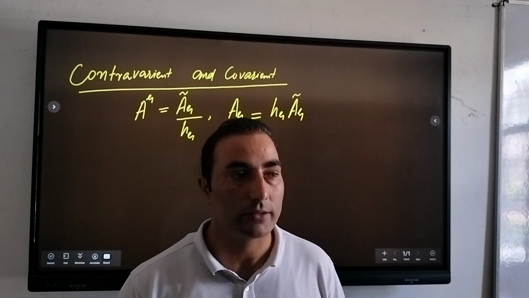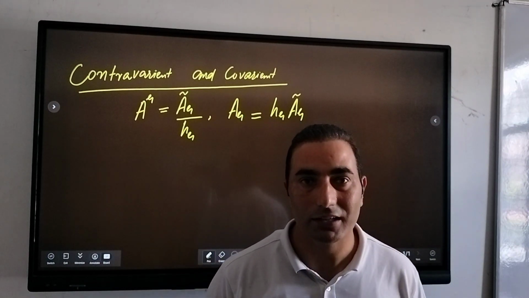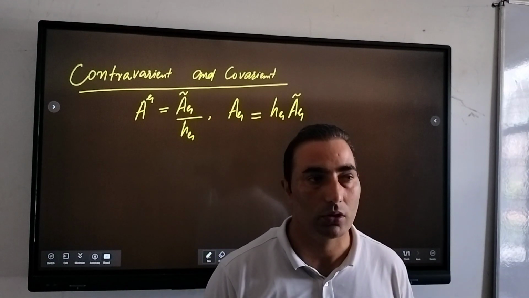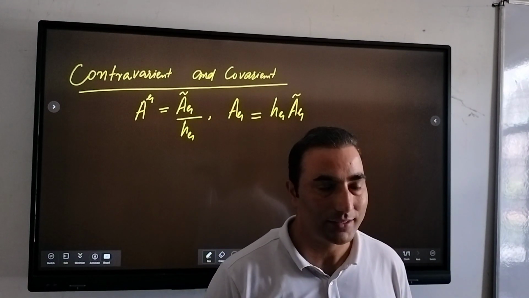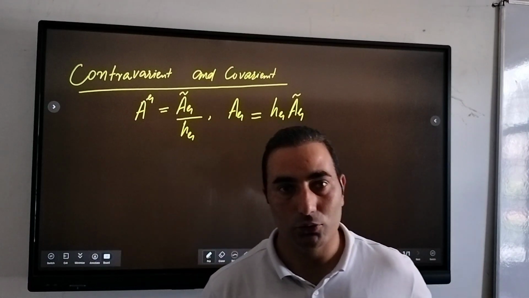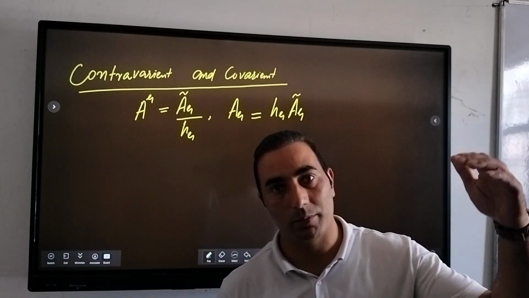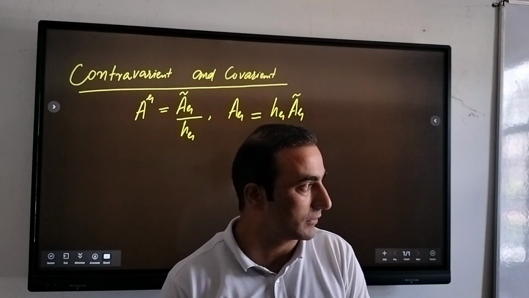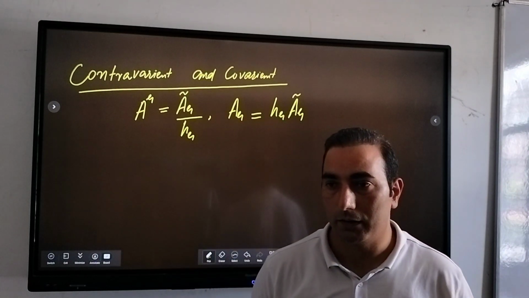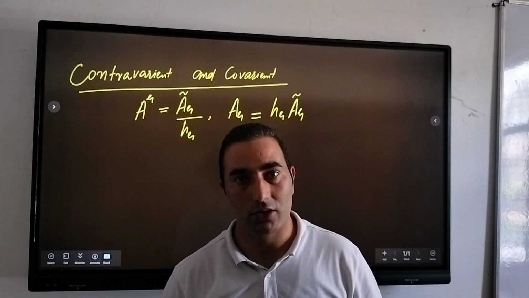Hello, dear students. This is our 13th lecture on tensors, and in the previous lecture we discussed what a tensor is, and what contravariant and covariant tensors are. You know that when we have the index in the superscript, that's called contravariant, and if you have the index in the subscript, that's called covariant, right?